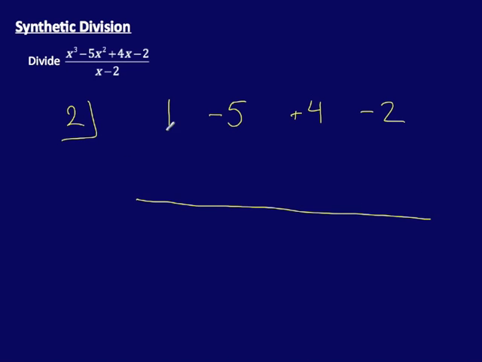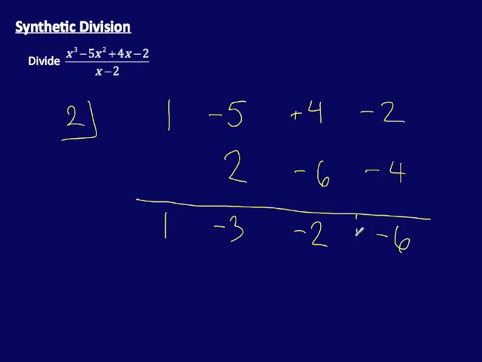All we're going to do is add and then multiply. So here, I'm adding 1 to nothing, and I get 1 at the bottom. I then multiply 2 by 1 to get 2. Negative 5 plus 2 is negative 3. Multiply 2 by negative 3, I get negative 6. 4 minus 6 is negative 2. Times 2 is negative 4. Negative 2 minus 4 is negative 6.